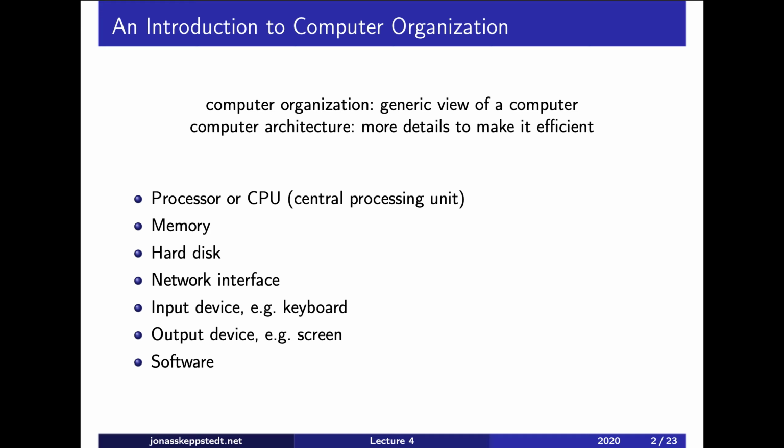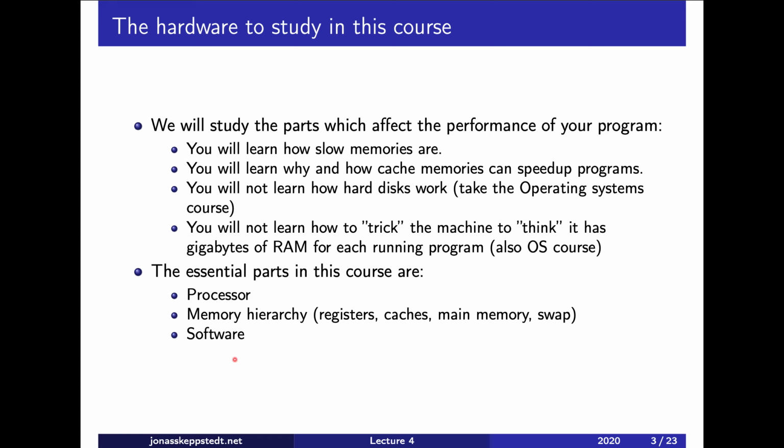Okay, so let's start with what we will learn about. We need to learn about the CPU, and not in this lecture, but in the next about hardware, we will see how they are made to be very efficient. We will learn about memory. We will not learn about hard disks or network interfaces or keyboards or displays, but we will learn about software, how that is executed on the machine. What we will do in this course versus in other courses, we will learn how slow memories are and techniques to make them faster. Well, not make them faster, but to make them appear faster. That's cache memories.